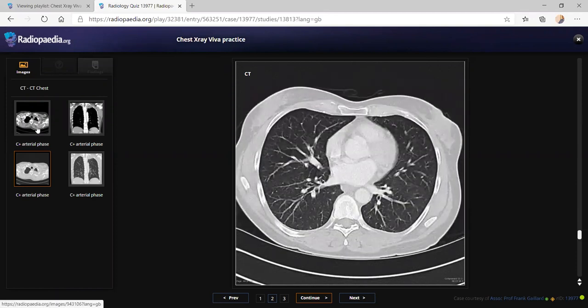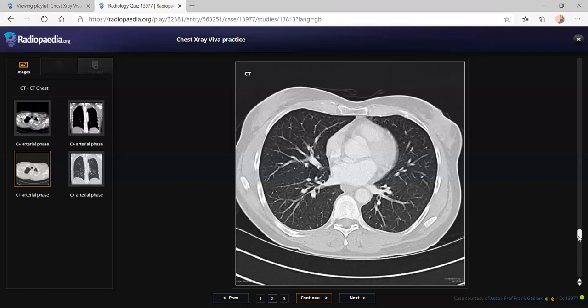What was the history that I told you? I forgot. You gave me no history actually in the beginning. Yes, left scapular pain. So I would go for the bone scan to see for the bone metastases.